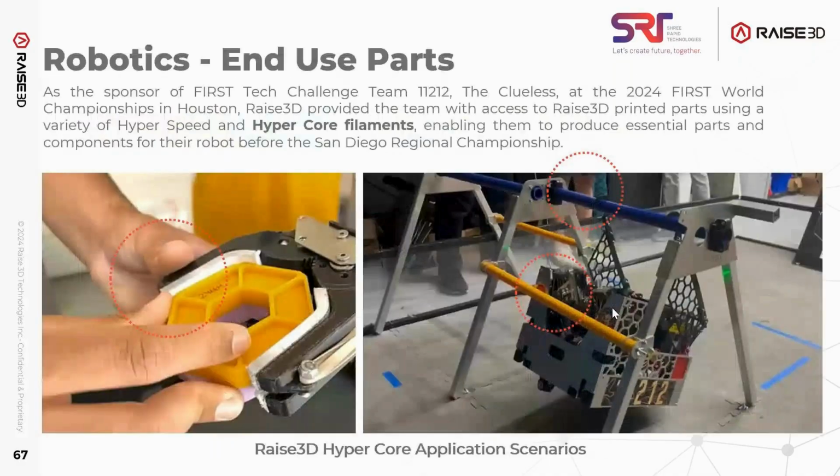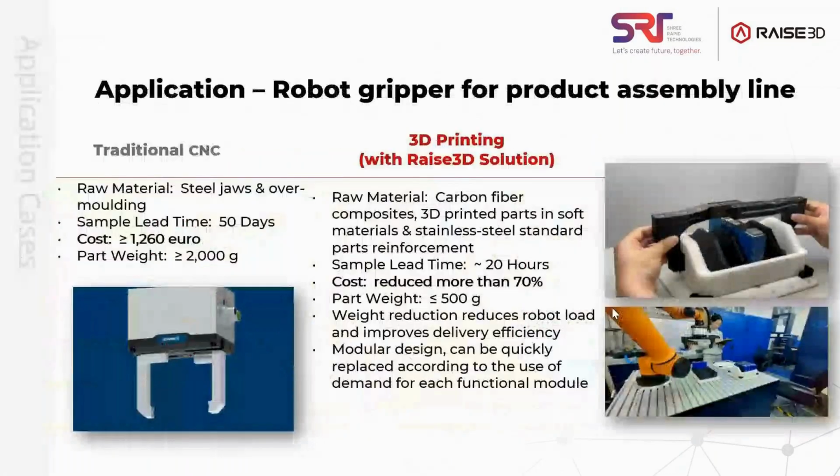Robotics end use parts by students from a university for a certain competition. There's a case study where a robot gripper, traditionally made with metal, would take 50 days to manufacture, and it would cost around 1000 euros, and it would weigh 2000 grams. The same was printed using a composite material, which took around 20 hours for printing. The cost was reduced by up to 70%, and the part weight was around 500 grams.